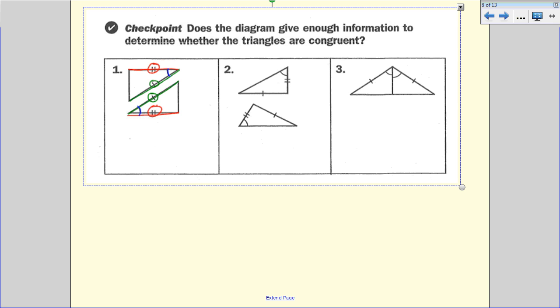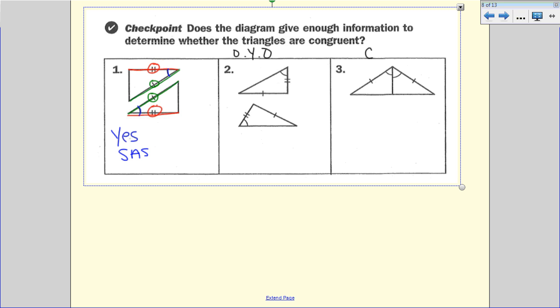So I've got 2 sides and an angle. Is that angle in between the sides? So if I look, my blue is where the red and the green meet. So I can go from side to the angle to the side. So my answer is yes, because I have side, angle, side. The angle is included. I want you guys to do number 2 on your own.